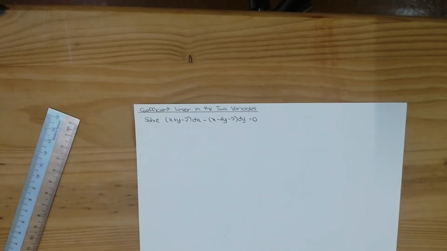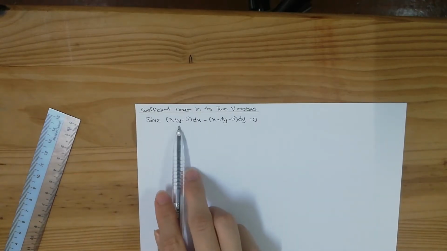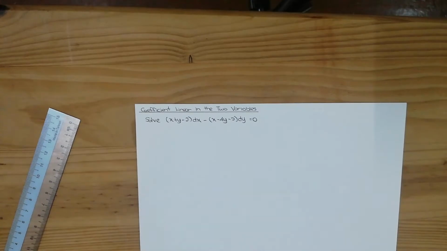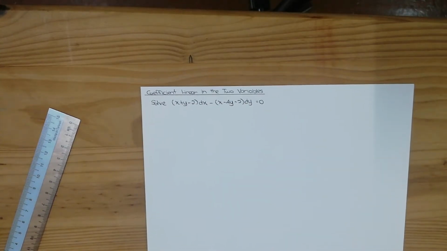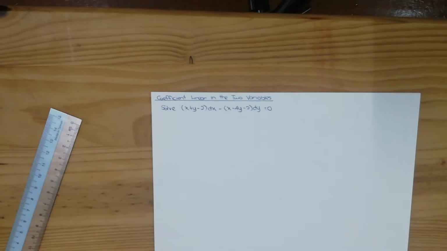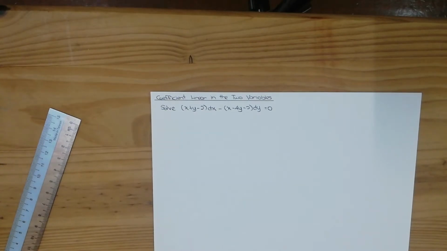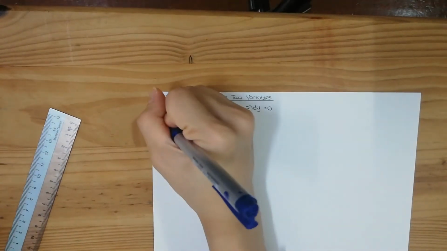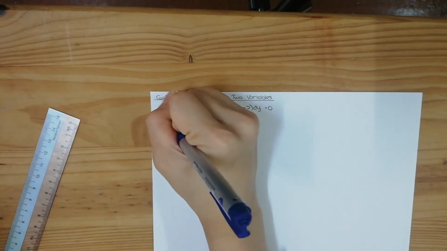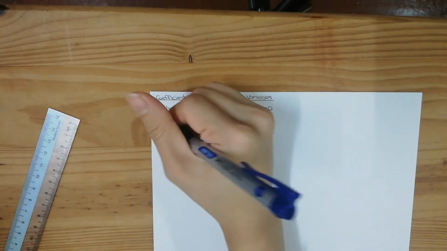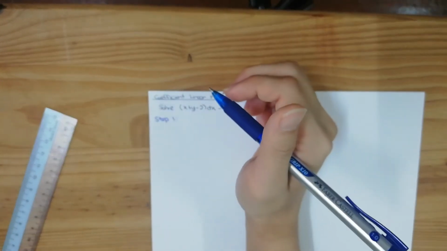Guys, today I will show you how to solve a question using the method of coefficient linear in two variables. I have a question here. The question says: solve (x + y - 2) dx - (x - 4y - 2) dy = 0. For this method, the first step is to find whether both of these equations intersect.